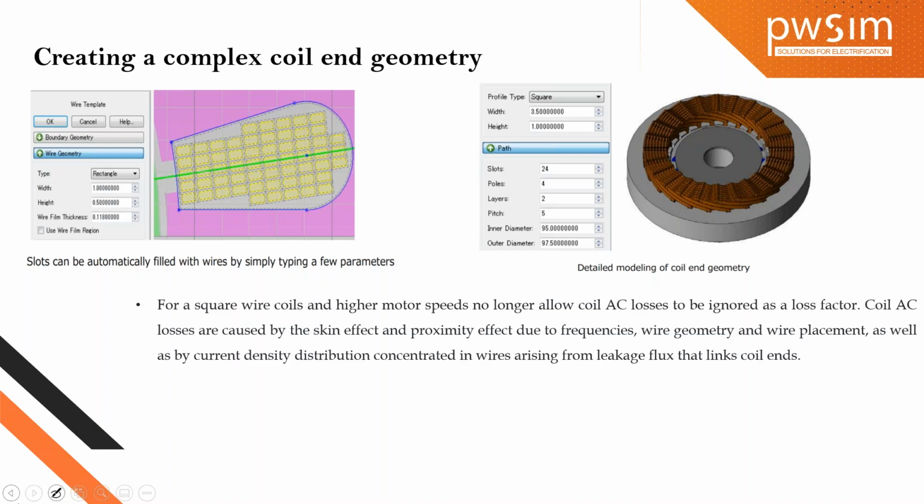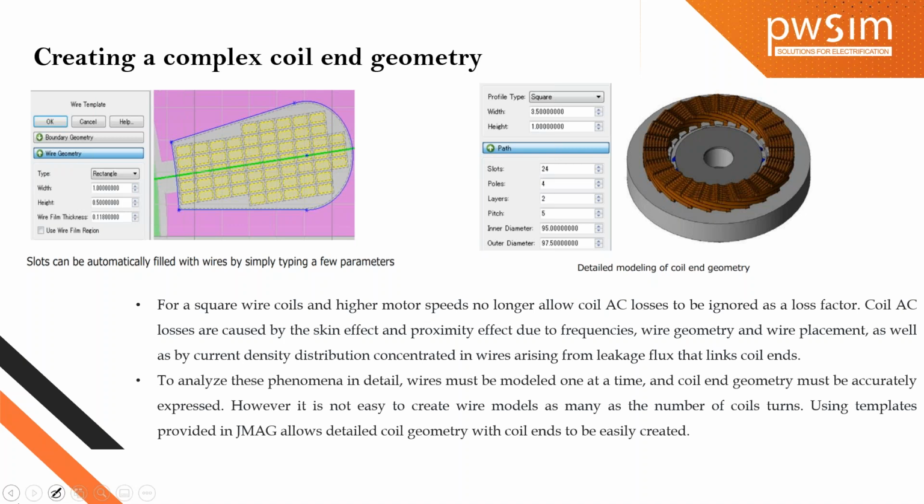So for square wire coils and higher motor speeds, the AC losses, as I said, cannot be ignored as a loss factor. The coil losses are caused by the skin effect and proximity effect due to frequency. So wire geometry and wire placement, as well as the current density distribution concentrated in wires arising from leakage flux that links with coil ends, can be calculated by this first type of analysis, that is, with wires we can analyze proximity losses and the skin effect. With the 3D analysis by creating end winding geometry, I mean, we can calculate the end winding leakage flux that links to the coil.